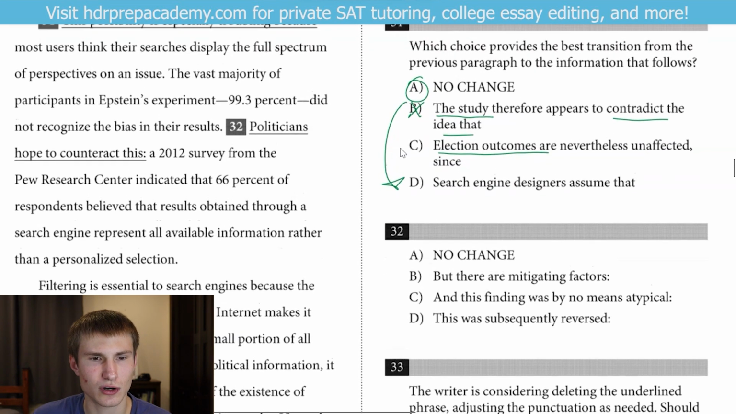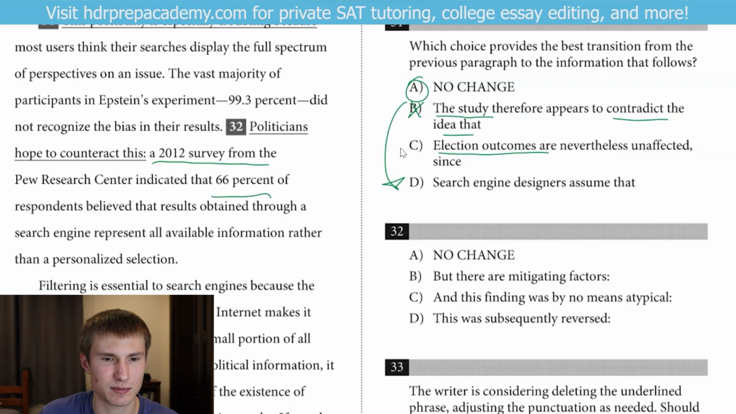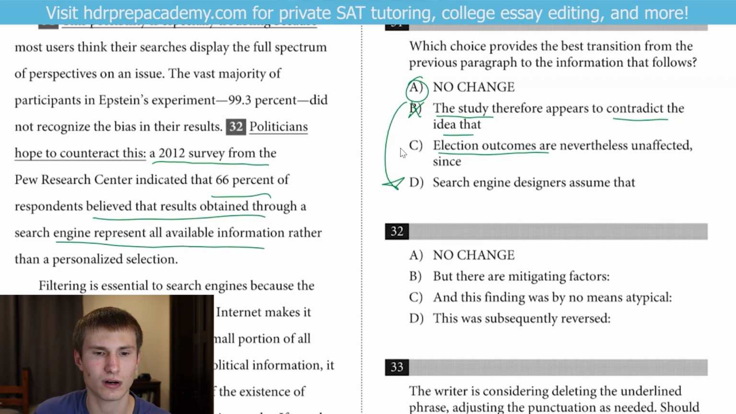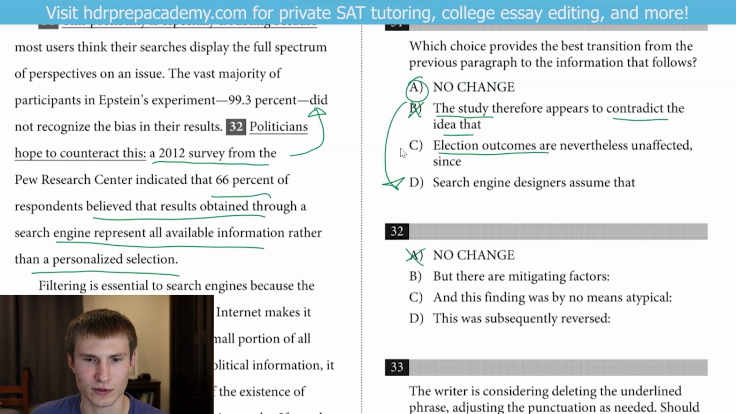And then we have politicians hope to counteract this. That doesn't make sense so far. We'll read on, though, to see what we're introducing. A 2012 survey from the Pew Research Center indicated that 66% of respondents believe that results obtained through a search engine represented all available information rather than a personalized selection. What's that ultimately doing? It's supporting what we just said previously, people not recognizing the bias in their results. So that's what we need to look for an answer for 32. So we have mitigating factors. That wouldn't make sense. C, and this finding was by no means atypical. In other words, this finding is similar to the one before it. So our answer there would be C.